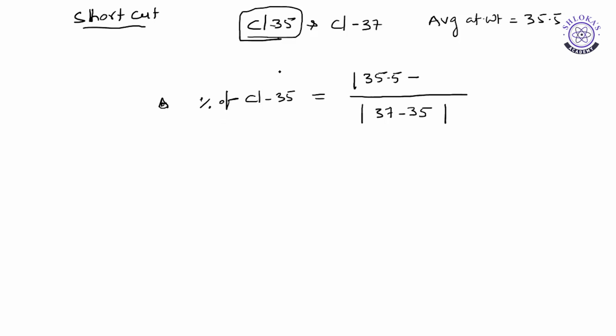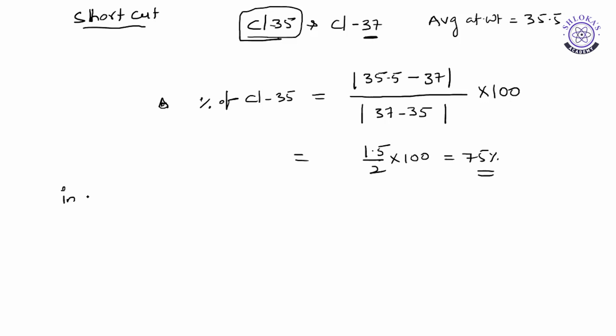Whose percentage is to be found here? Chlorine 35. And here its opponent's atomic weight should be taken. What is the opponent of chlorine 35? Chlorine 37. You have to take 37, into 100. Then what do you get? Here 1.5 by 2 into 100. So you will get 75%. Did you get it? Do you all understand the number line method? It is very simple.